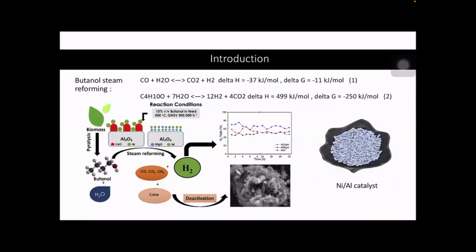First, introduction. The butanol steam reforming takes place in the gas phase. It occurs in 2 steps shown on the slide. Nickel catalysts are widely employed for steam reforming reactions due to their high activity in breaking C-C, O-H, or C-H bonds. And alumina is overall the most employed support because of its high specific area.